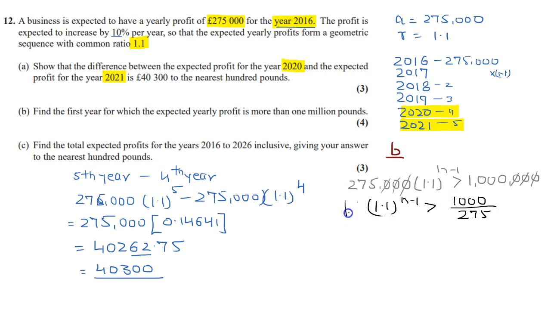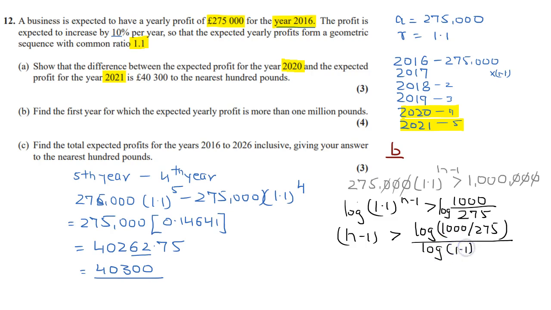Now we take log of both sides. So what we have, n minus 1 is greater than log of 1000 over 275 divided by log 1.1. So n minus 1 is greater than, this will be 13.54. So it means n is greater than 14.54. So n will be 15th.